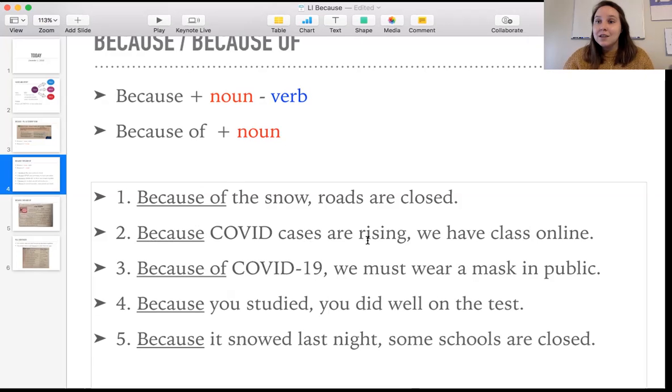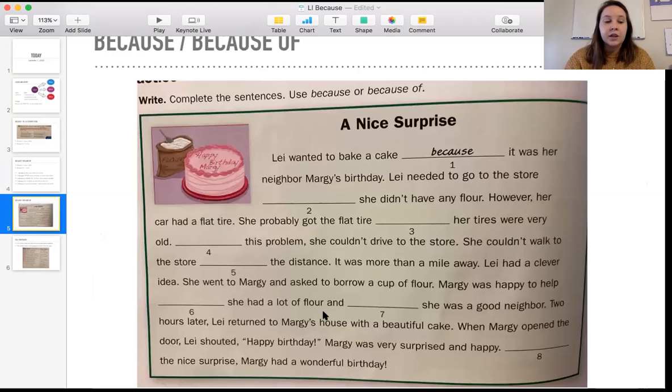All right, let's take a look at some more practice. So in your book, on page 34, you will see this paragraph. So this is the paragraph from the new book. In the older book, it's a little bit different, but not much. You're going to be doing the exact same thing. I want you to take a few minutes, read through, and in these blanks, you're going to put because or because of.